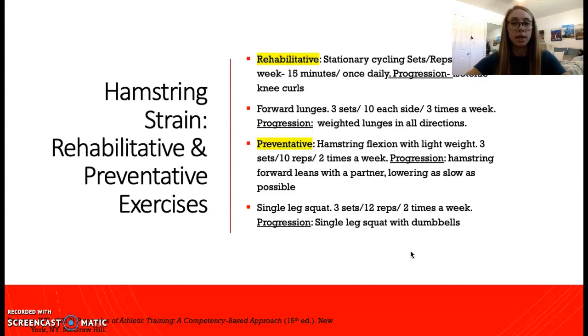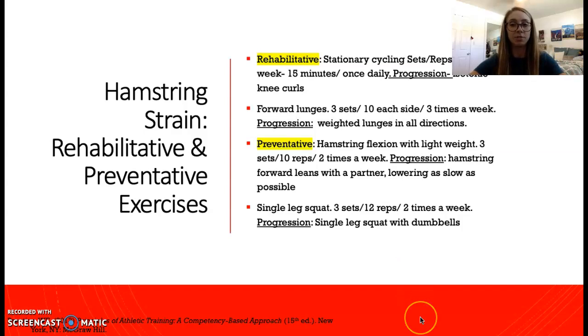So as far as rehab, just like with concussion, the stationary cycle is going to be really good to stretch out all those muscles, the quadriceps and hamstring complex, for about 15 minutes once a day, as well as forward lunges with no weight, and then progress up into having weights.